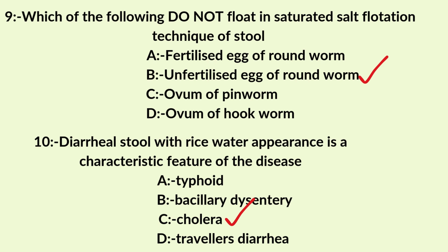Next question, diarrheal stool with rice water appearance is a characteristic feature of the disease. Options: typhoid, bacillary dysentery, cholera, traveler's diarrhea. In the question it is mentioned that the diarrheal stool has rice water appearance, so the answer is option C, cholera. The other options: bacillary dysentery is severe diarrhea along with blood, mainly caused by Shigella, Salmonella, etc. Then traveler's diarrhea is caused by E. coli.